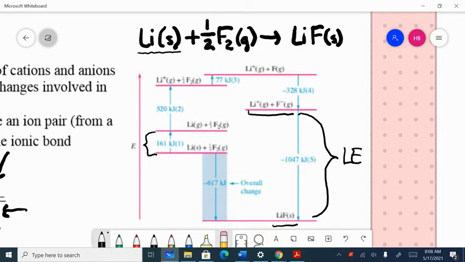Taking a solid and turning it into the gas is called the enthalpy of sublimation. So the enthalpy of sublimation for lithium is 161 kilojoules. So I'm going to have to add 161 kilojoules to lithium to get it to be a gas.